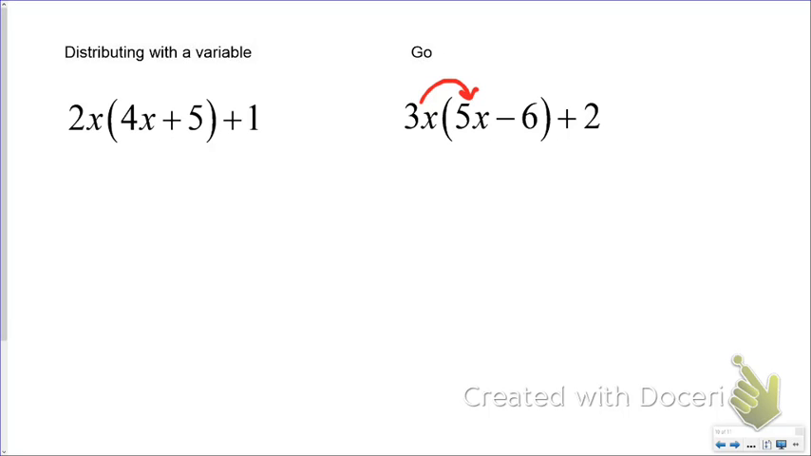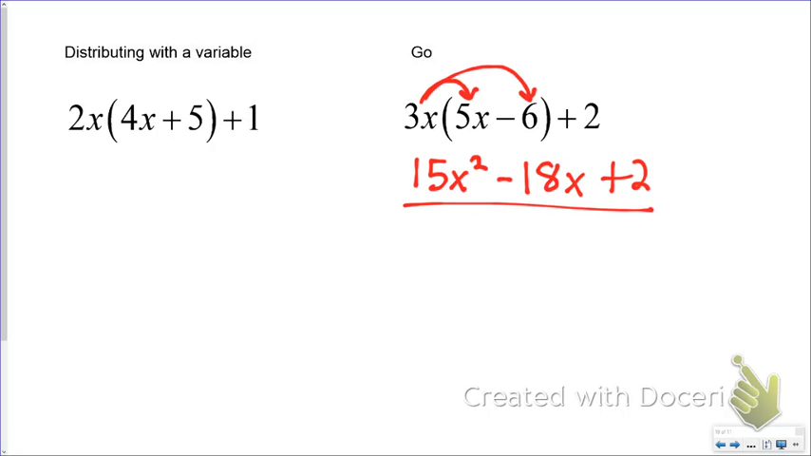Three times 3x times 5x should be 15x to the second power. 3 times negative 6 should be negative 18x. And then I can add 2 to that. This is the simplified expression.